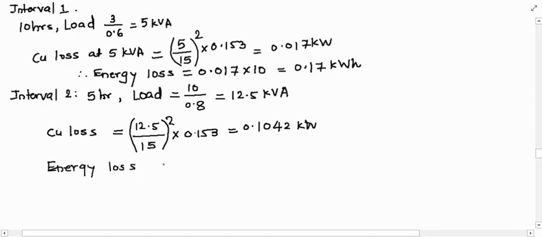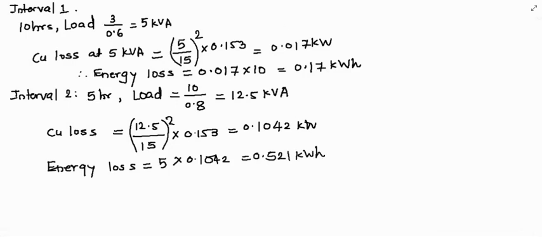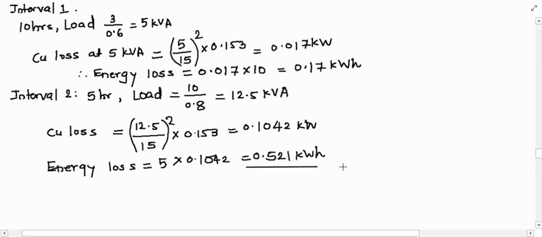So what is energy loss? This transformer is on in this interval for 5 hours. So 5 into 0.1042, so it will be 0.2521 kWh. Okay, I will underline this. Similarly, I will underline this because we have to add all of these afterward.